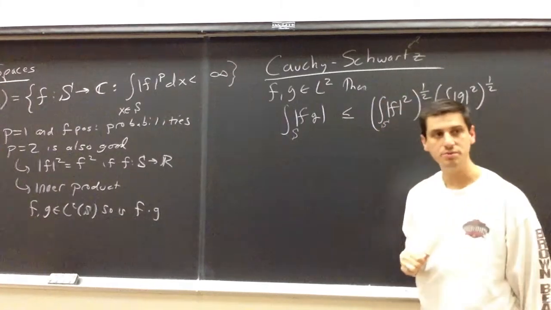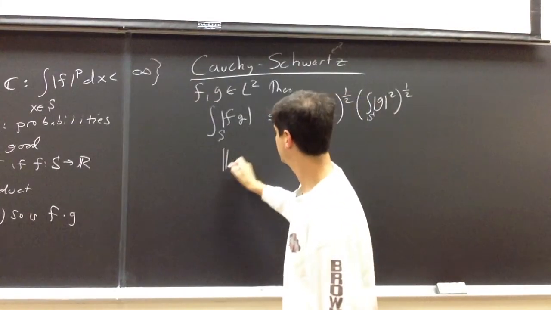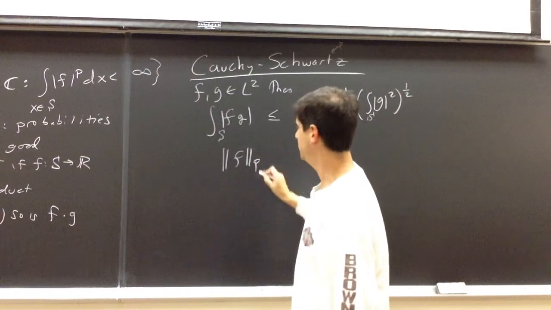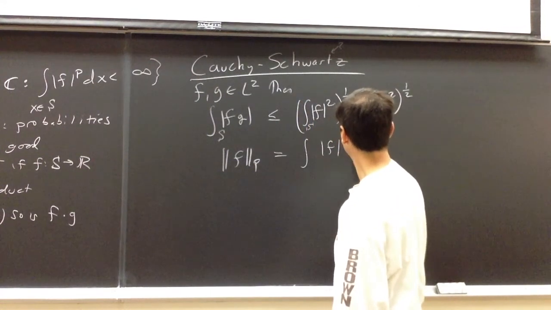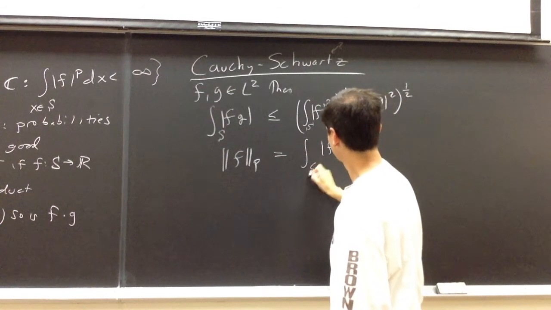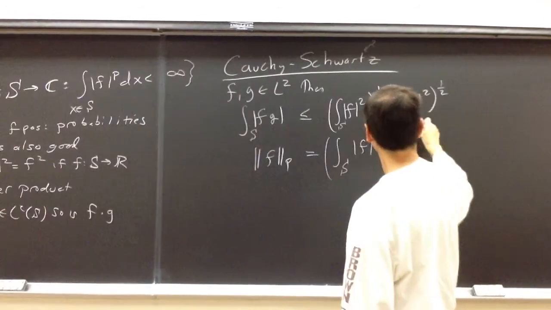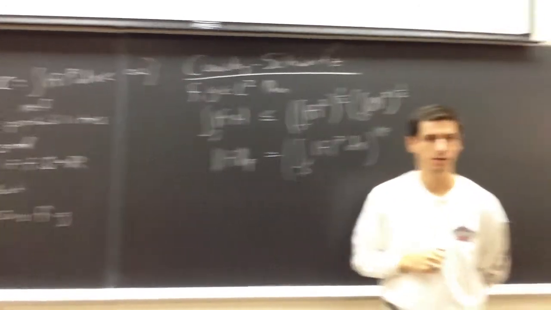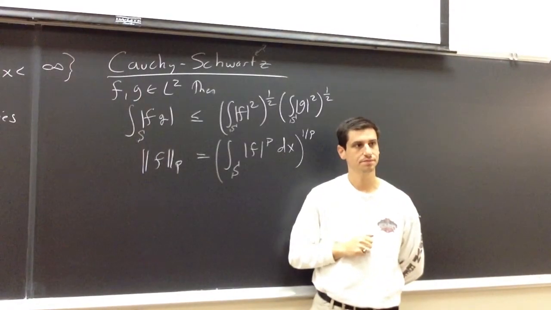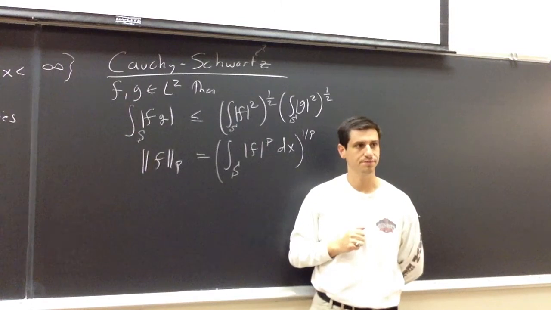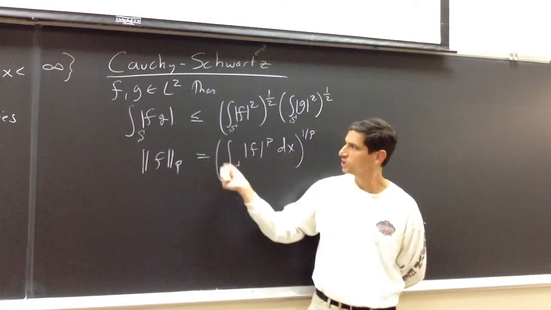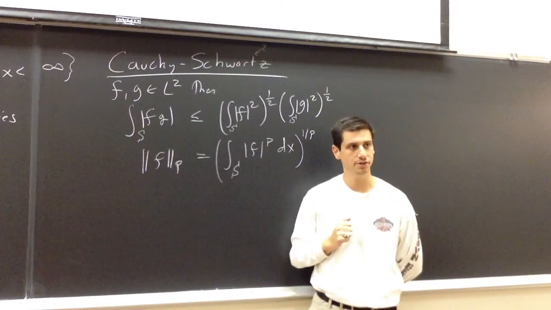This is a little cumbersome notation, so we often use the norm of f sub p to mean the integral of f to the p dx, taken to the 1 over pth power. And if you just think in terms of units, it's good to take it to the 1 over pth power. This is just a more concise way of writing what's going on here.